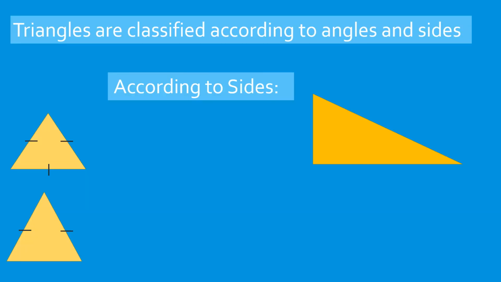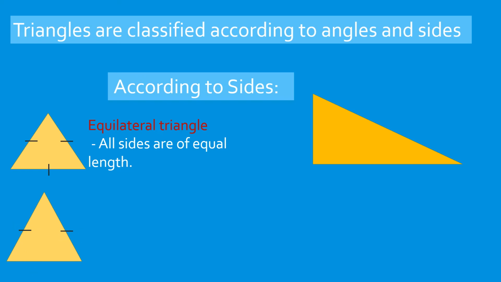Next, triangles are classified according to angles and sides. So according to sides, you observe the sides of these three triangles. Here, what this marking means is that all the sides here are congruent. It means that this kind of triangle wherein all the sides are congruent is what we call an equilateral triangle, or all sides are of equal length. That is an equilateral triangle.